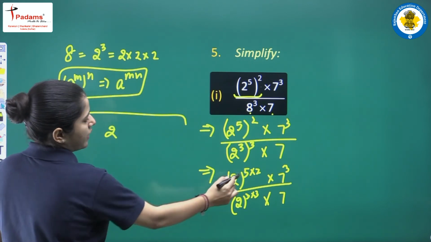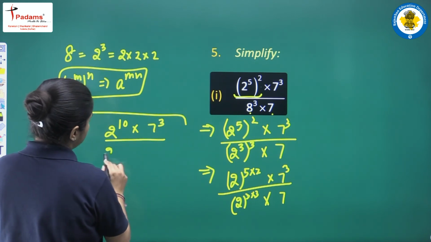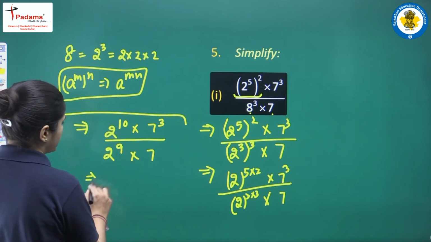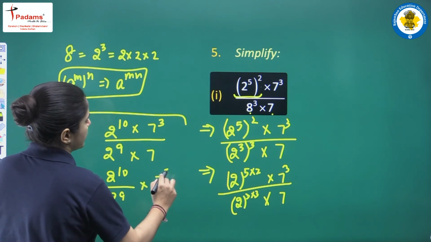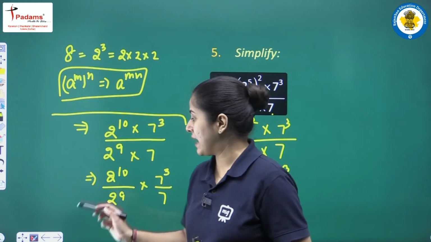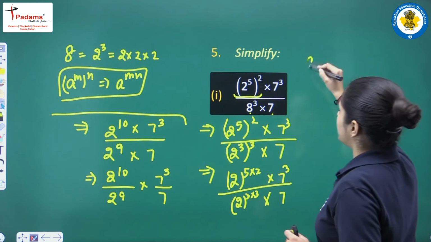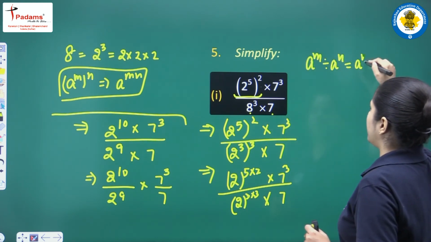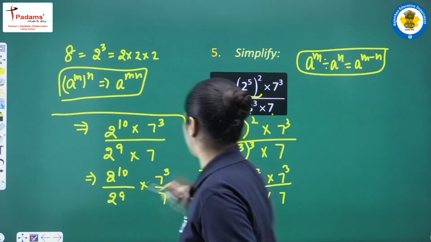Ab yahan dekhiye 2 raised to power 5 into 2, that is 10, into 7 raised to power 3 upon 2 raised to power 9 into 7. Ab hum isko agar karte hain separate, to this is 2 raised to power 10 upon 2 raised to power 9 into 7 raised to power 3 upon 7. Now students, if we have the same base but we have the division, then we subtract the powers. All right, so the formula is a raised to power m divided by a raised to power n is equals to a raised to power m minus n. This is the law, right? So we'll use this law here.